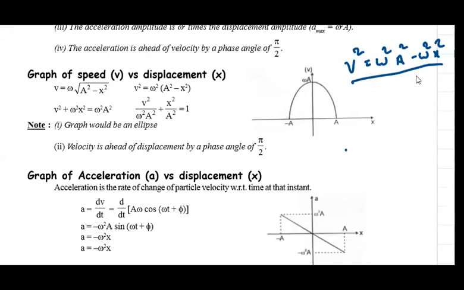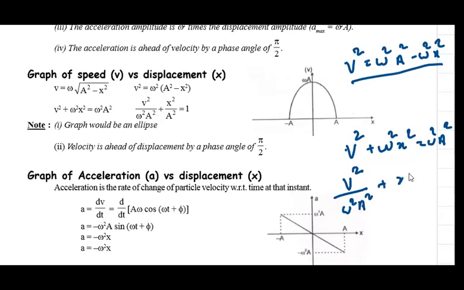Let's see. So this is the variable. Minus x squared is variable. Put it on this side. So v squared plus omega squared x squared is equal to omega squared a squared. Divide both sides by omega squared a squared. So we will get v squared by omega squared a squared plus x squared by a squared is equal to 1. Yes or no? Tell me.